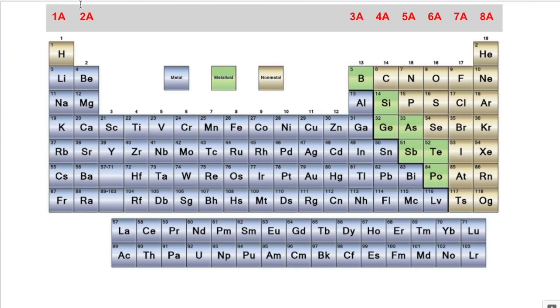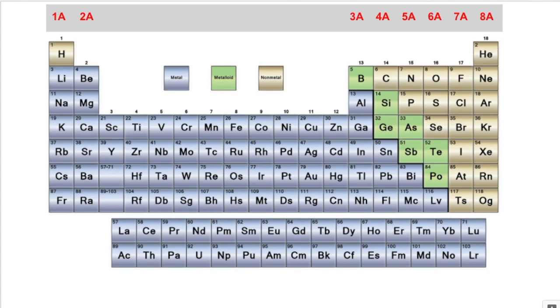And then also it has the column numbers for the groups. Okay, so remember that group 1A has 1 valence electron, then 2 valence electrons, 3, 4, 5, 6, and 7 valence electrons. And then this last one is full. Remember, the noble gases have full valence electrons. Okay, they all have 8 except for helium.